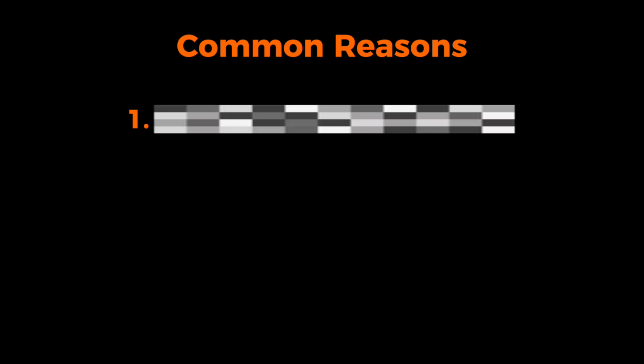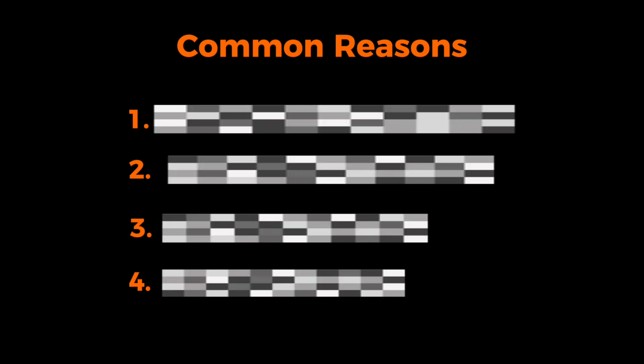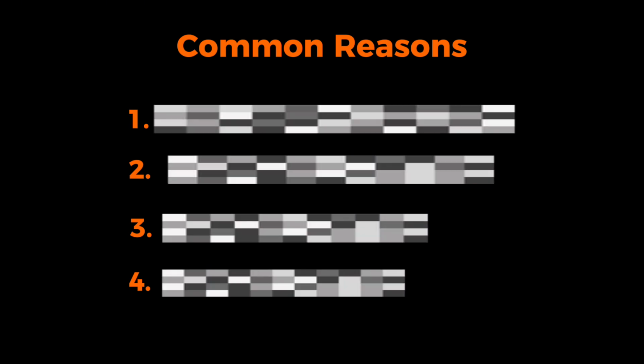Most traders immediately blame the EA, but in many cases, the EA is not the problem at all. There are four common reasons why an EA works on demo but stops trading on a live account. Let's go through them one by one.